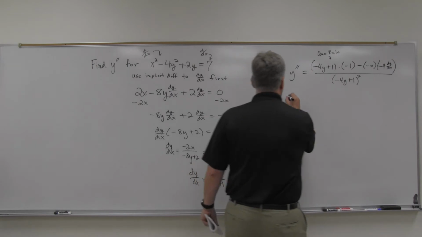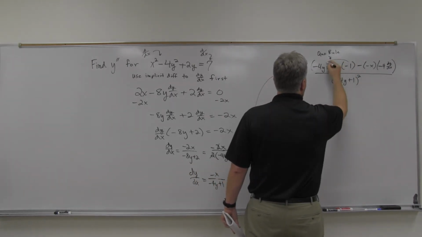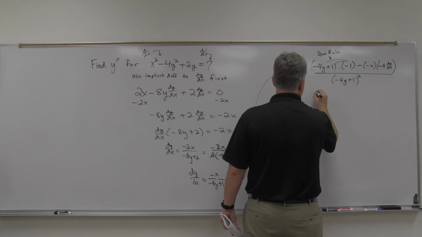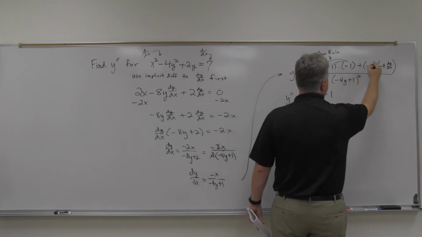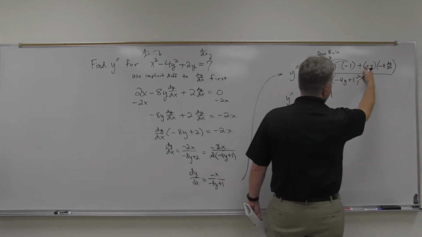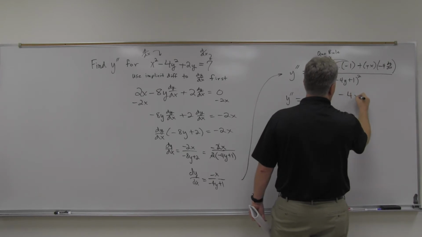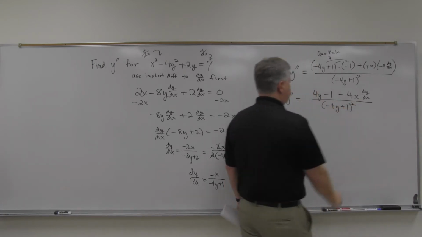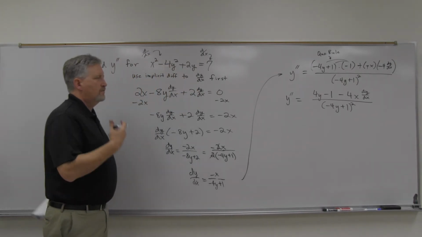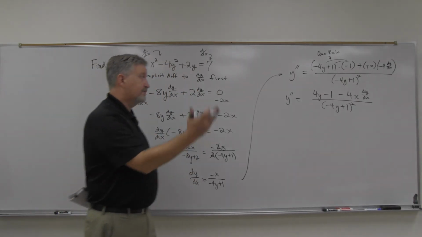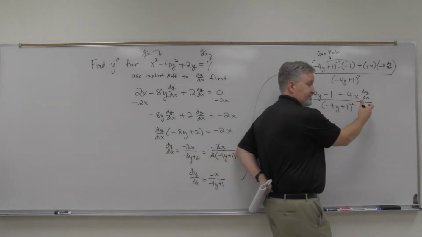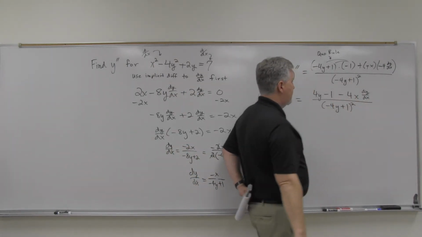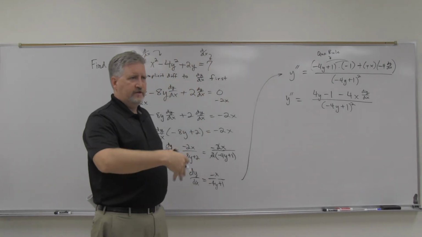So let's clean that up a little bit here. That negative 1 we can distribute, so that'd be positive 4y minus 1. Minus x, so it'll be plus x, but then I've got a negative 4, so it winds up being negative 4x dy over dx, over negative 4y plus 1 squared. Which that's a pretty good answer because it involves x, y, and notice it also involves the derivative dy over dx.